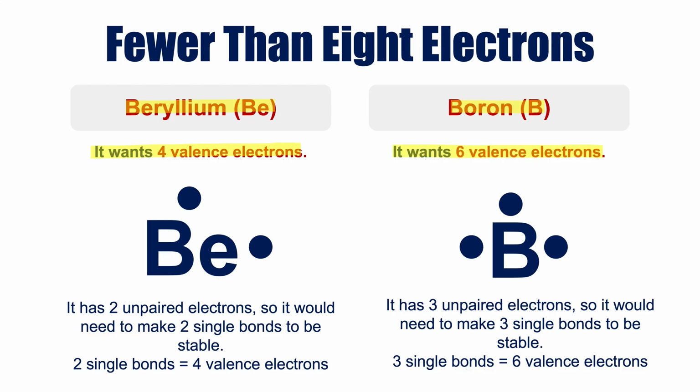Boron, if it's the central atom, wants to have 6 valence electrons. If we look at its electron dot structure, it has 3 unpaired electrons. Therefore, it needs to make 3 single covalent bonds in order to become stable. So it needs 6 valence electrons when it's placed as the central atom.